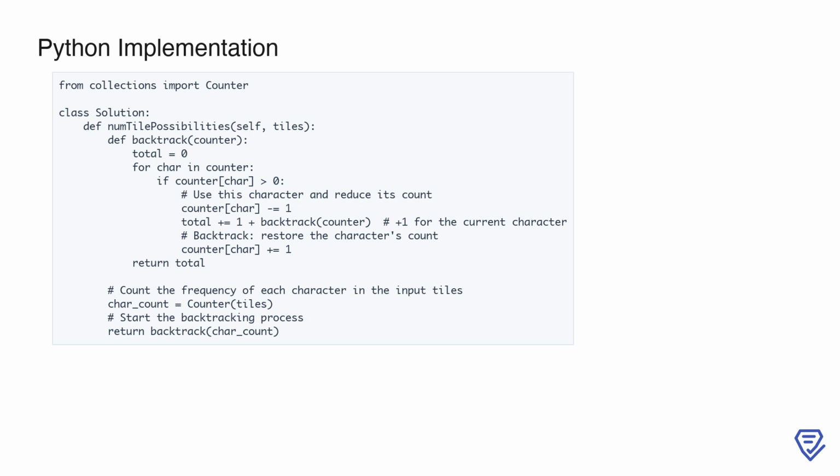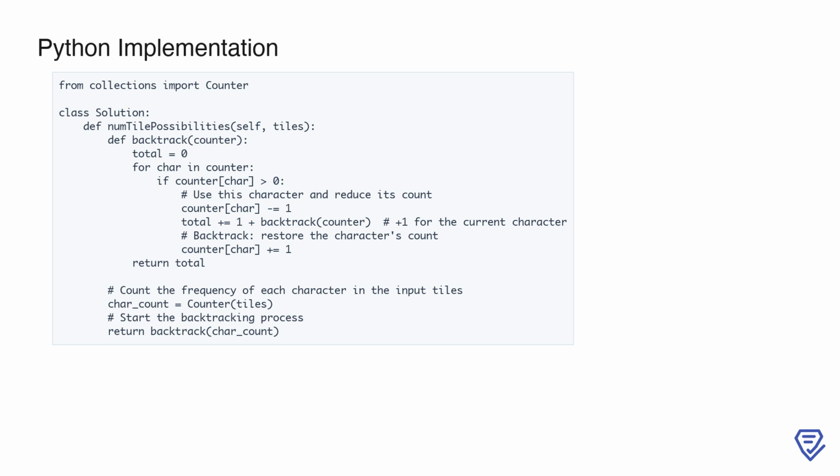2. Backtracking function. The backtrack function is defined as a nested helper function. It takes the counter of character frequencies and calculates the total number of possible sequences. The total variable is initialized to 0. It will store the cumulative count of sequences for the current state.